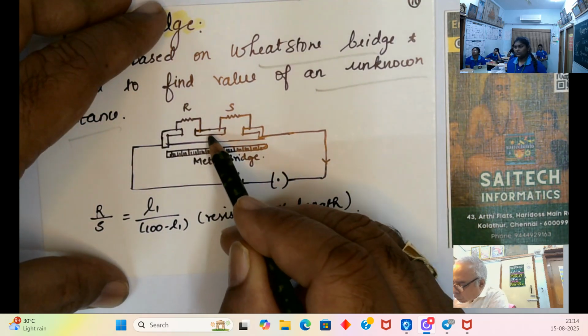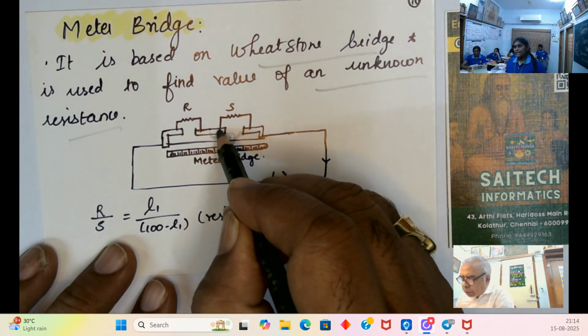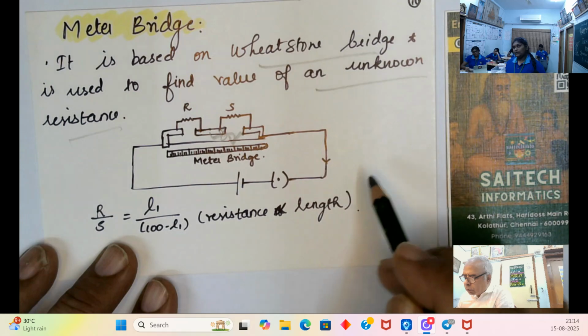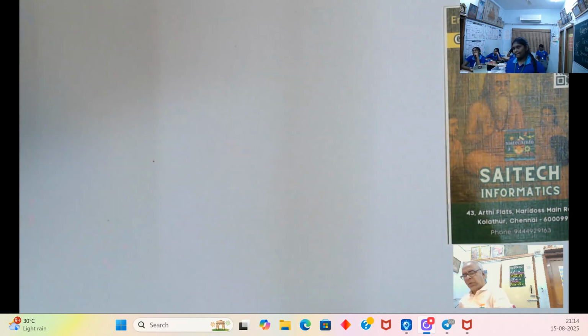You have not shown the jockey. Connection is job office, and that is passed through HR box. So you have to read this. Yes. Okay, good. Very good.